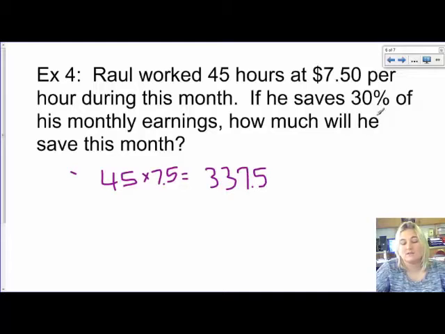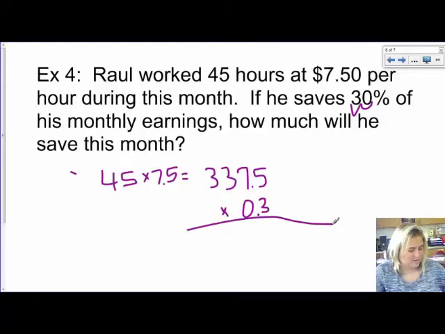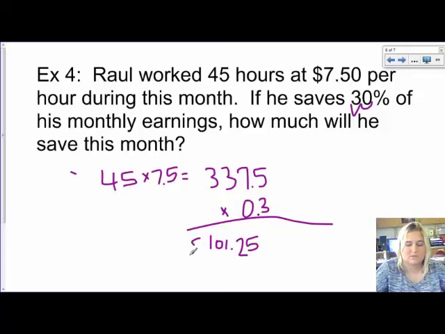But I also know that he's going to save 30% of this amount. So I'm going to take this times 30%, which I know is going to be, move my decimal over 2 times, 0.3. And when I do that, I get 101.25. So this month he saved $101.25.